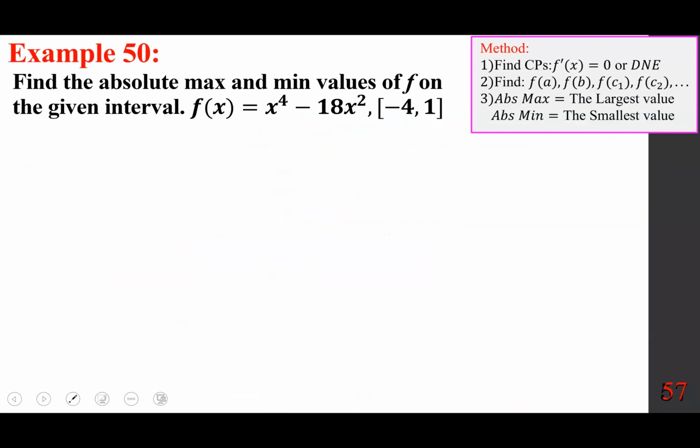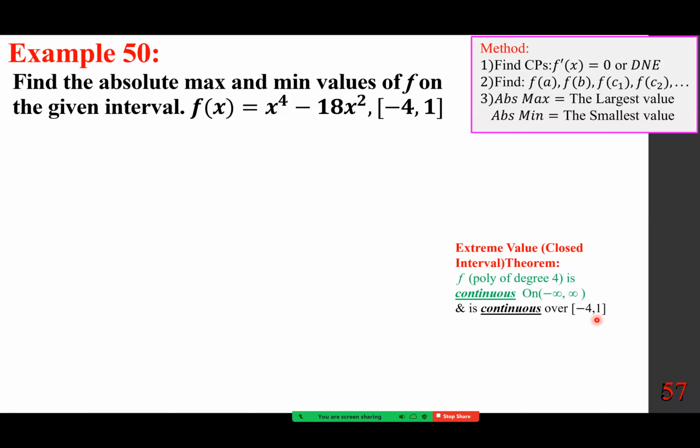Find the absolute max and min for this function in this closed interval. First and foremost, when we use what's called the closed interval theorem or the extreme value theorem, we have to justify the continuity. This function is a polynomial of degree 4. It has a domain, or you can say it's continuous, from negative to positive infinity. Therefore, it's continuous in the given interval. That's the first thing.